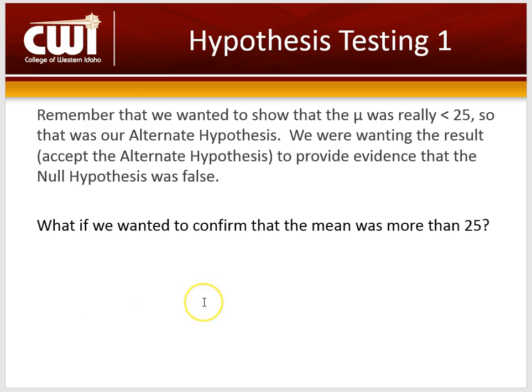Remember that we wanted to show the vice president wrong. So we set the alternate hypothesis to be that the mean is less than 25. However, if we want to support the vice president's position and confirm the mean is greater than 25, what will we do?